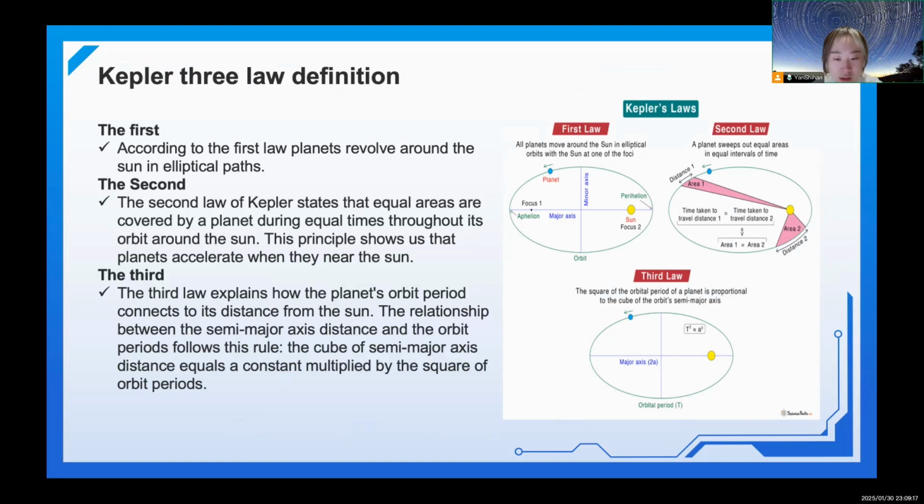The third law explains how the planet's orbit period connects to its distance from the Sun. The relationship between the semi-major axis distance and the orbit period follows this rule: the cube of the semi-major axis distance equals a constant multiplied by the square of the orbit period.